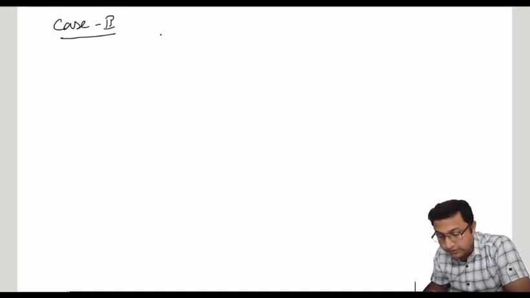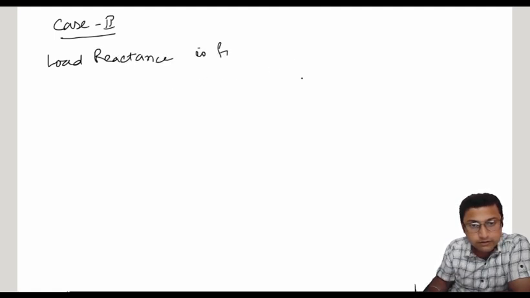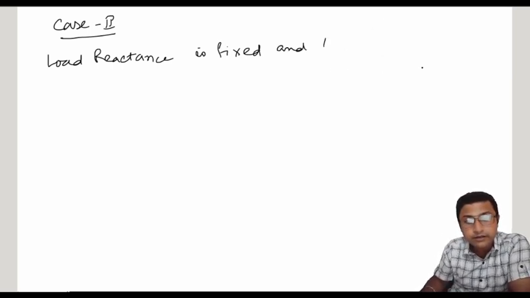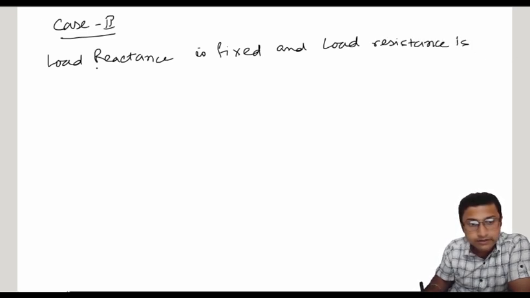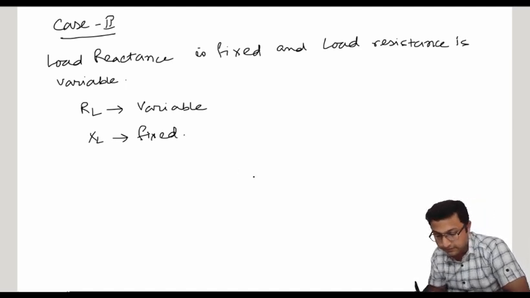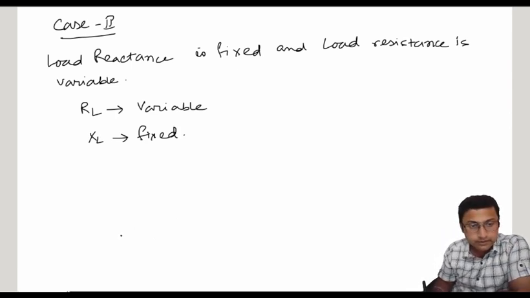Case 2 means the load reactance is fixed here. That means load reactance is fixed but load resistance is variable. That means RL here is variable and XL is fixed. So now to get the maximum power, we can do the same thing.